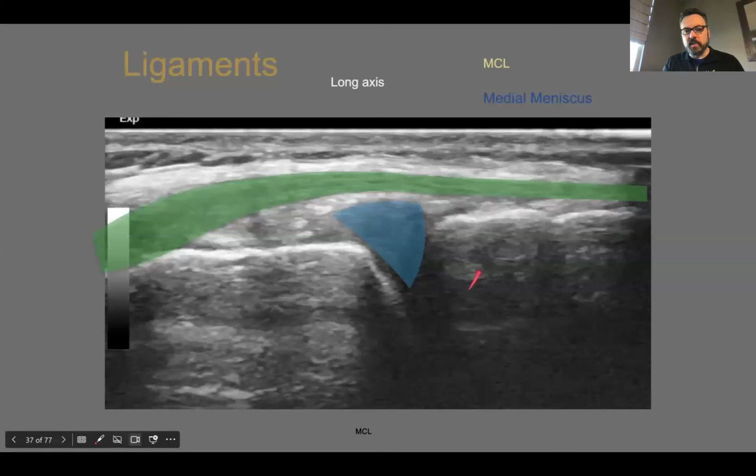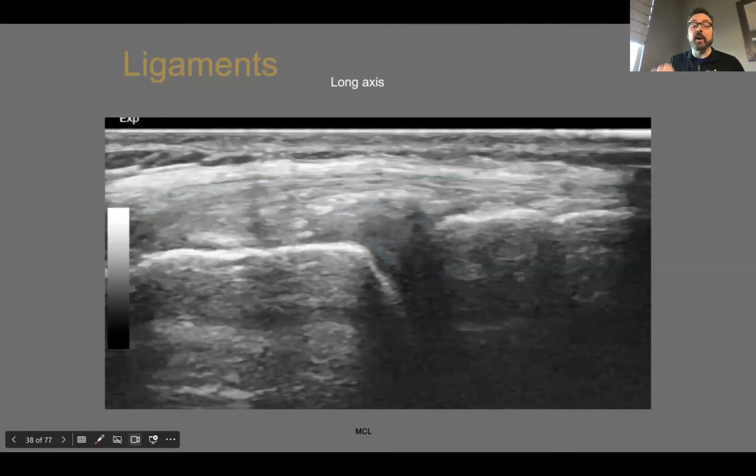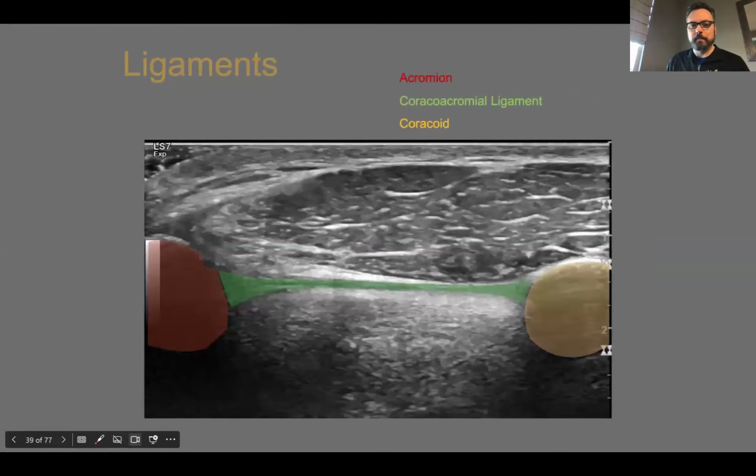Here's what the meniscus looks like. First off, the green is showing you over the top the medial collateral ligament. And then this blue triangle is going to be the medial meniscus. This is the femur. This is the tibia over there. And you could actually see the anatomy. I've got a wonderful example of a meniscal tear coming up in just a second.